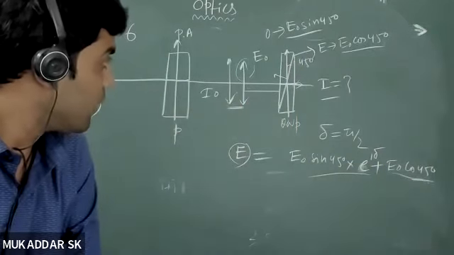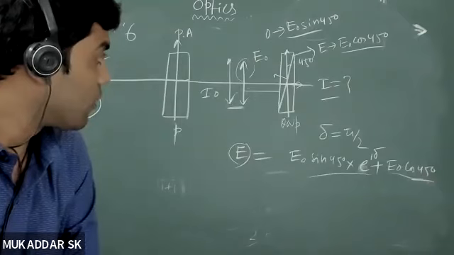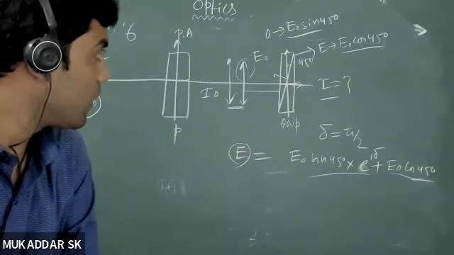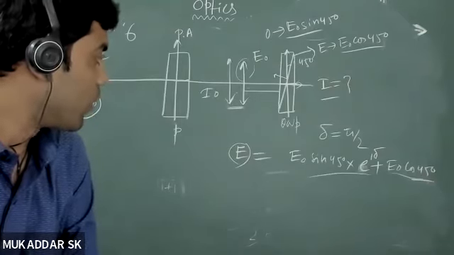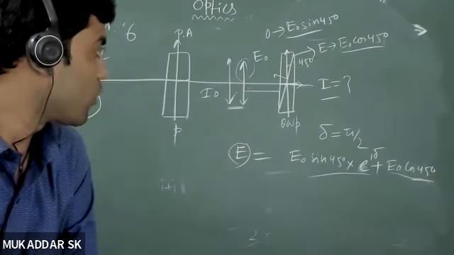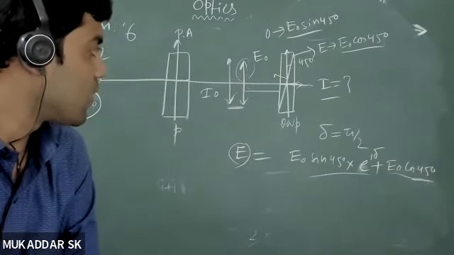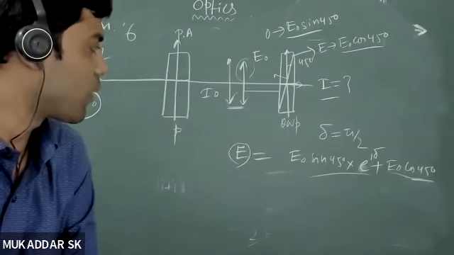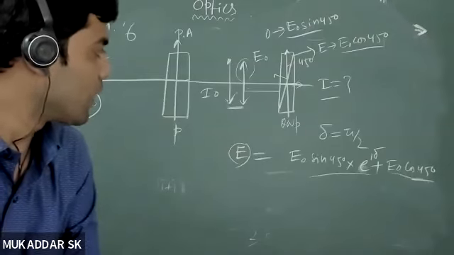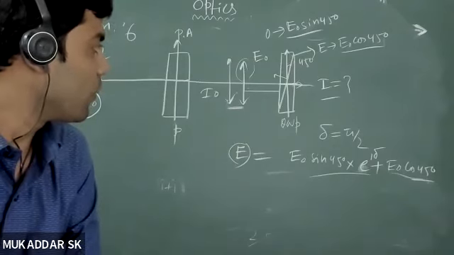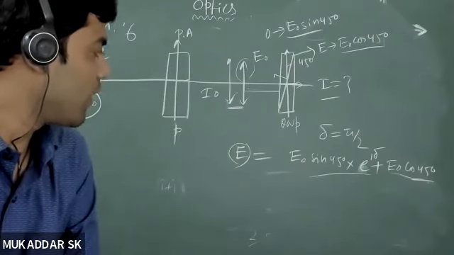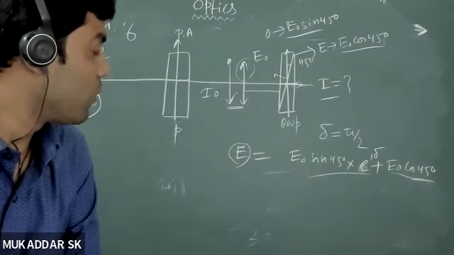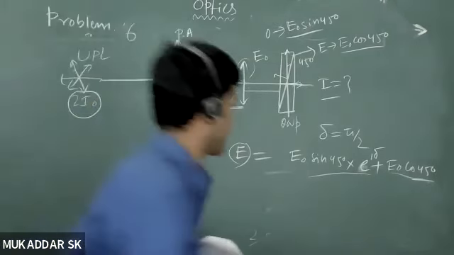The incident E ray and O ray will have amplitude that will be E naught cosine 45 degree and E naught sine 45 degree. But when these rays are crossing through this quarter wave plate, there will be an additional phase difference that will be delta. Delta will be how much? For quarter wave plate, it is pi/2. So for any delta, the resultant amplitude of emerging ray, what I can write, the incident amplitude, you have to multiply this phase factor also.